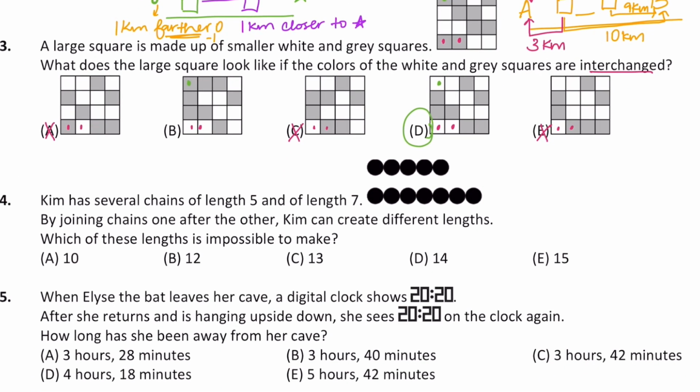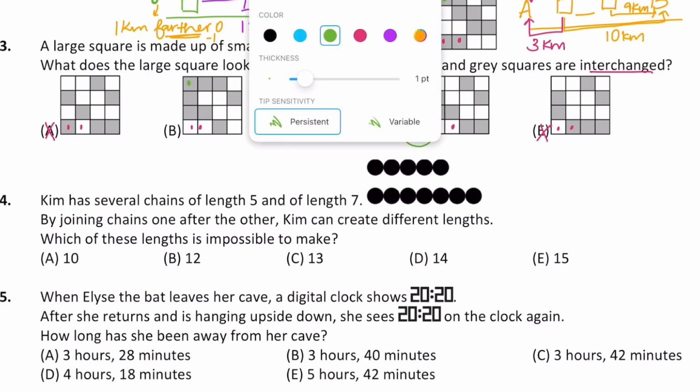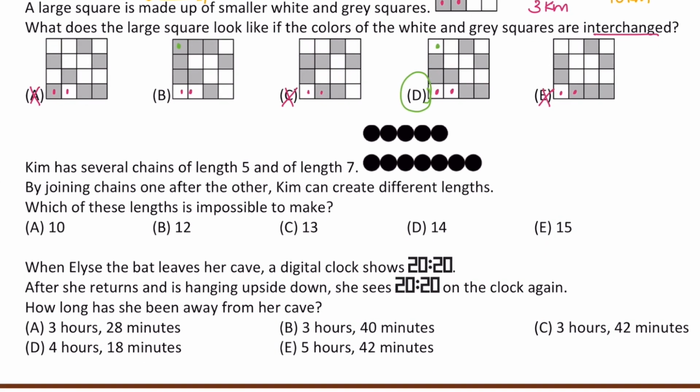Okay, Kim has several chains of length 5 and of length 7. By joining chains one after the other, Kim can create different lengths. Which of these lengths is possible to make? So we can take a look at these chains, right?